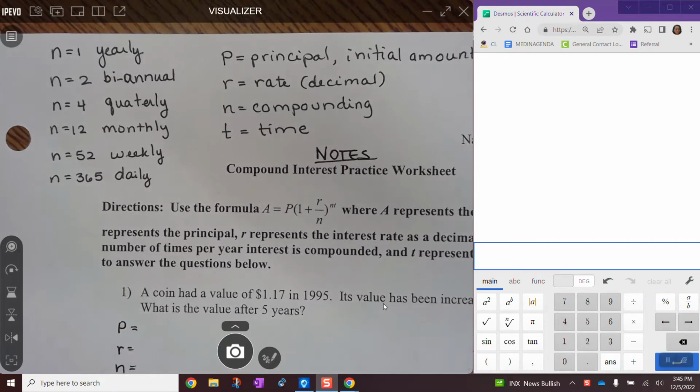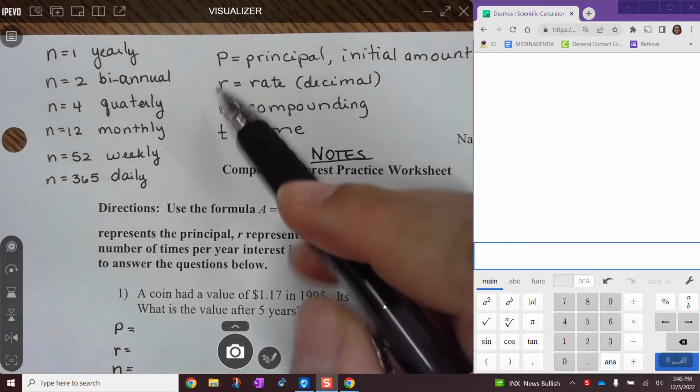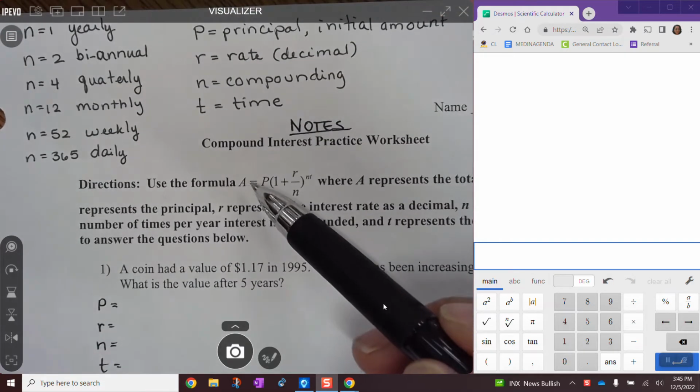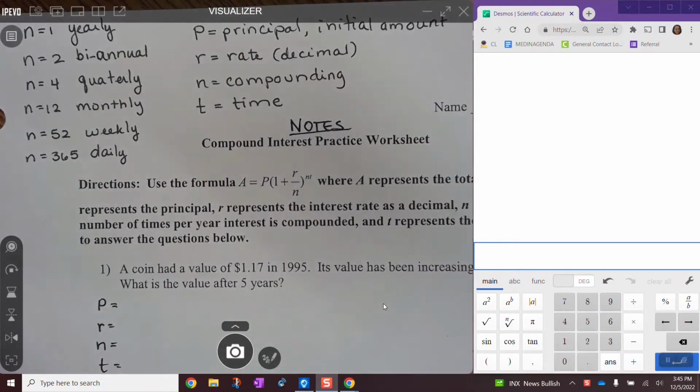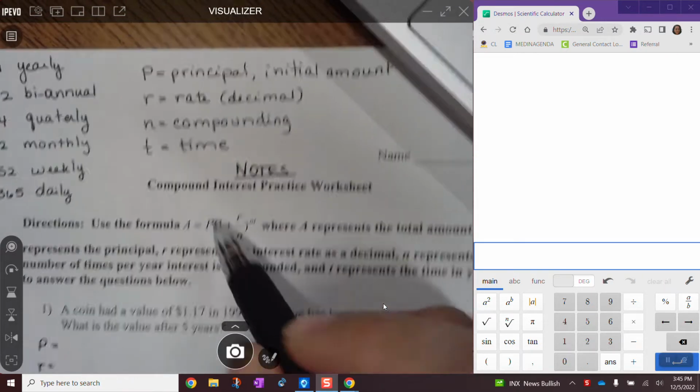All right, hello students. In this video, I'm going to explain compound interest calculations. The main thing is that when you look at the formula, A equals P times (1 plus R over N) raised to the NT, you have to know what each of them represents.